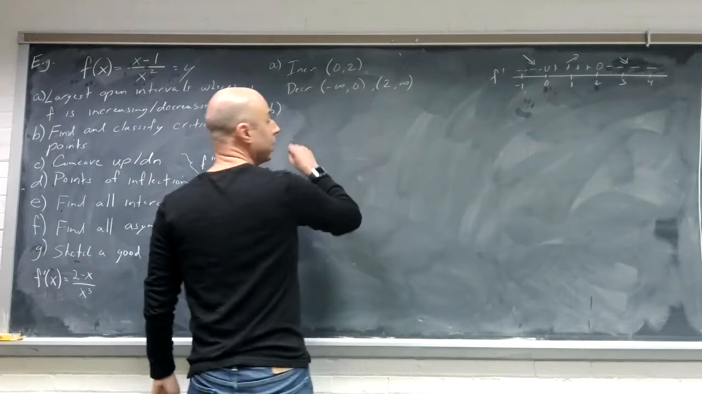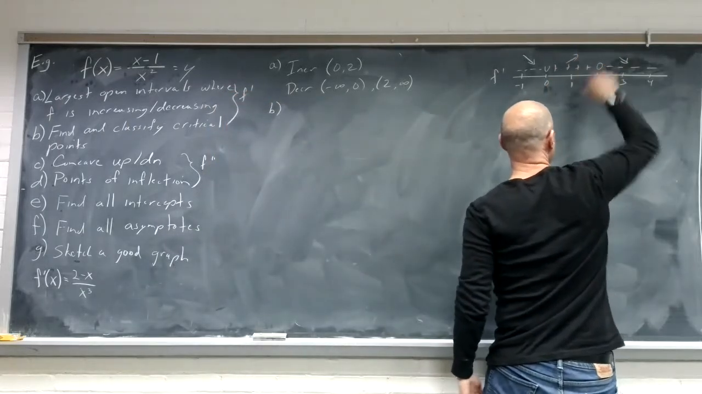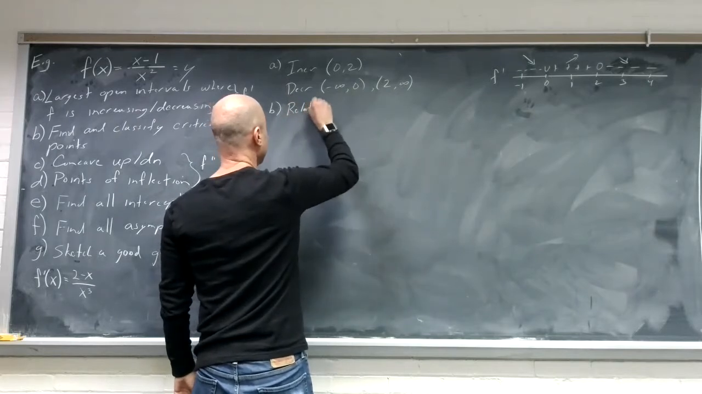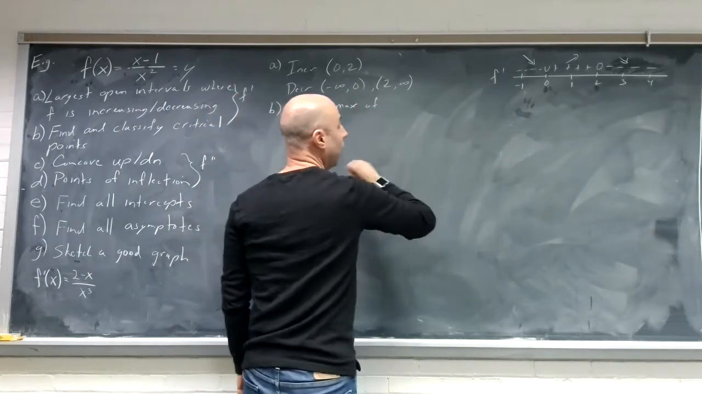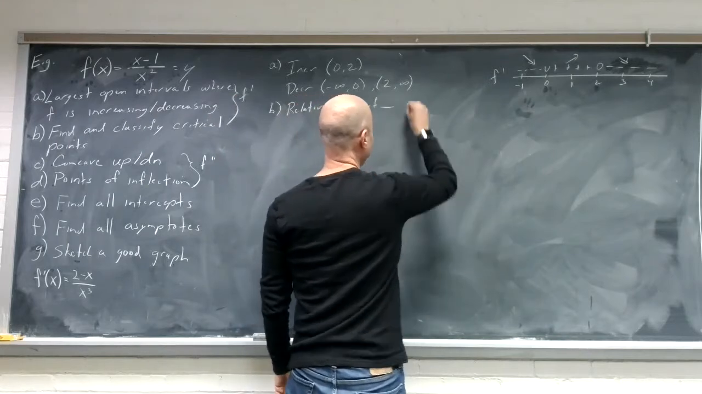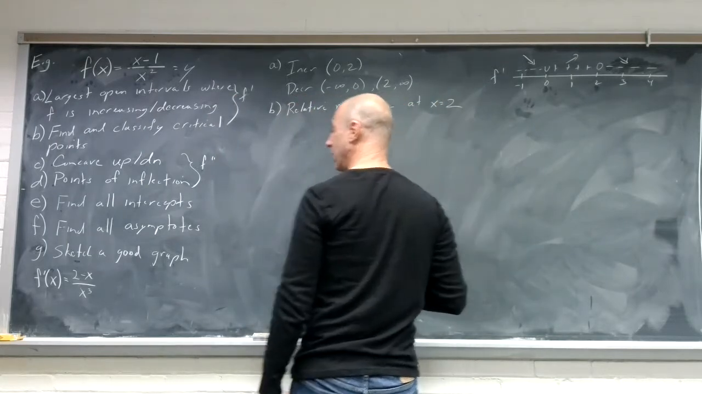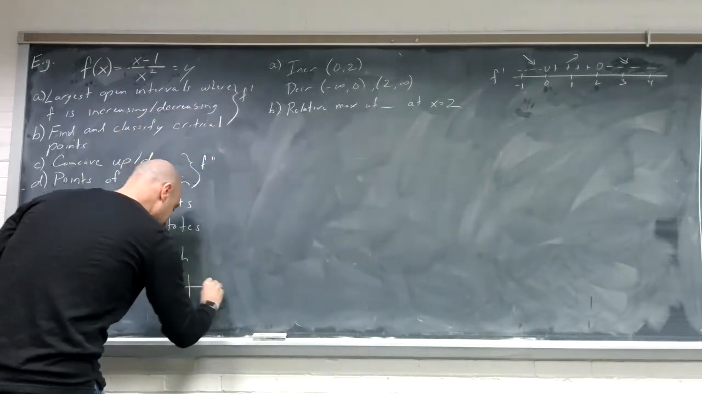So you can see what kind of critical point it is. We're going up and then down. That's got to be at the top of a hill, so we have a relative max of some y value at x equals 2. We can go ahead and figure out what that y value is.